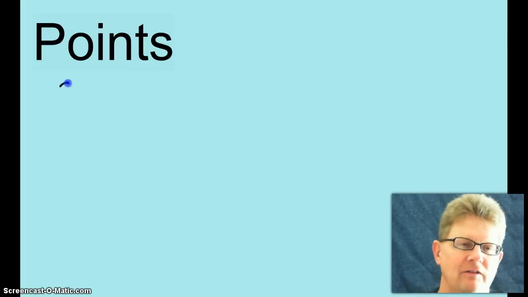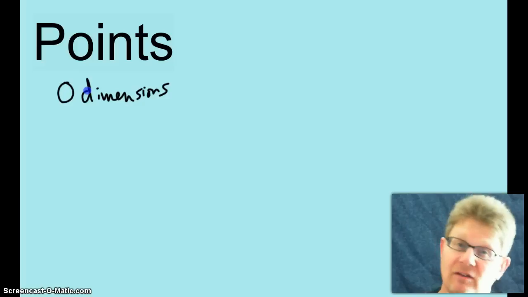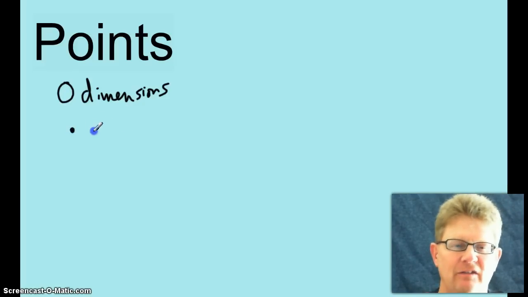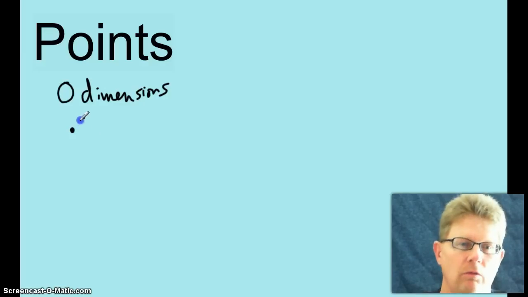Okay, a point has 0 dimensions. It has no width, it has no depth, it has no height. We will use a dot on a piece of paper to signify a point, just so we know where it's located, and that's the whole point. Haha, that's the whole point. Get it? That's the whole point, to find out where it is.